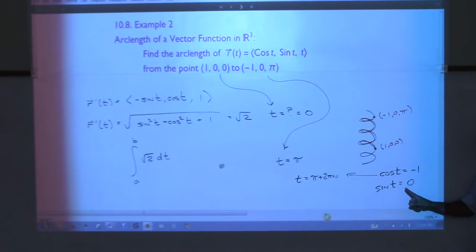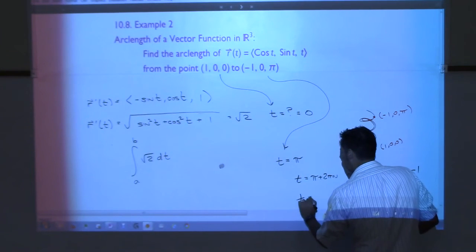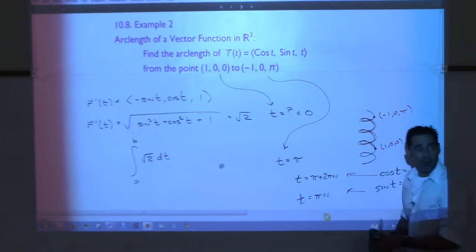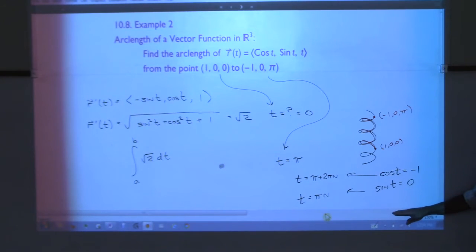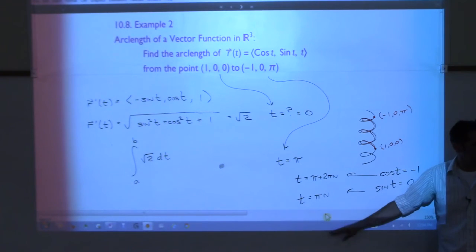Then you'd have to say, when does this happen? When is sine 0? This actually happens at 0 or pi or 2 pi or 3 pi or 4 pi, so this would give you all multiples of pi. And then whatever your third equation is, you'd have to figure out what that is. And then you'd have to figure out what t gets you all of these simultaneously.